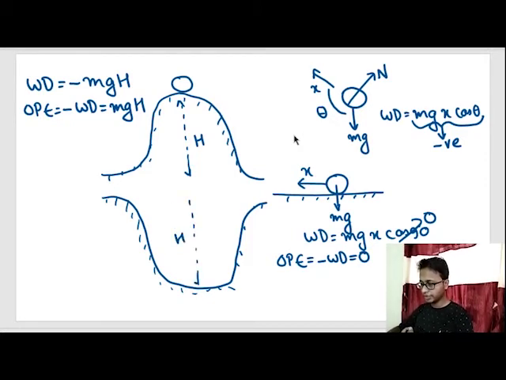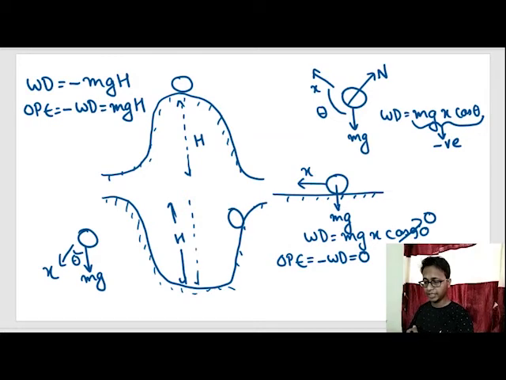This is also h. When the ball is out here, what happens? Let's see. The direction of the gravity force is downward, and the displacement is towards this side. So what is happening out here? The angle between force and displacement is less than 90.